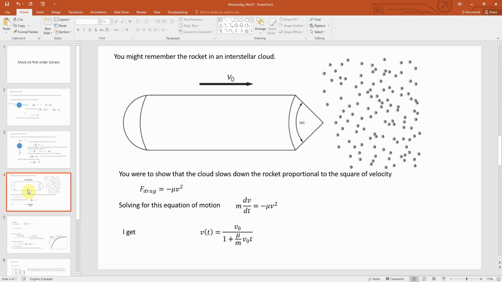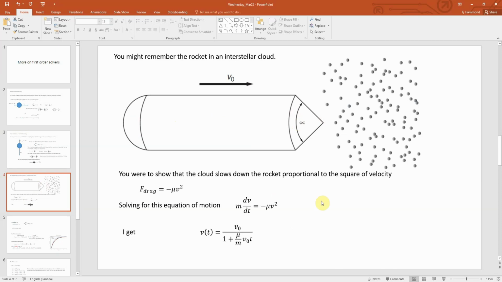So, I'll talk about a third case where we have a rocket flying through an interstellar cloud. If you remember this case from back when we did this, I think in January or something like that, we had defined that the drag force was going to be proportional to the velocity squared.